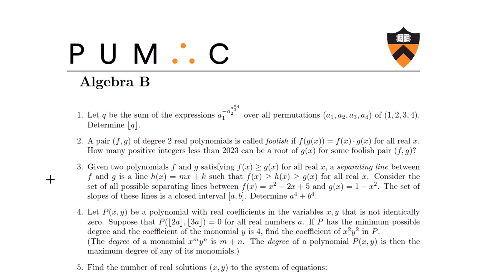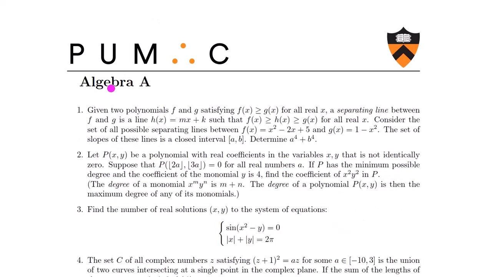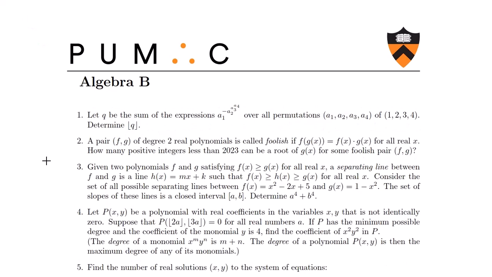PUMaC Algebra B 2022. Try first. Problem number 3, because problem number 3 is the same as Algebra A, problem number 1. It is a common problem in Algebra A and B. Try this one first on your own.